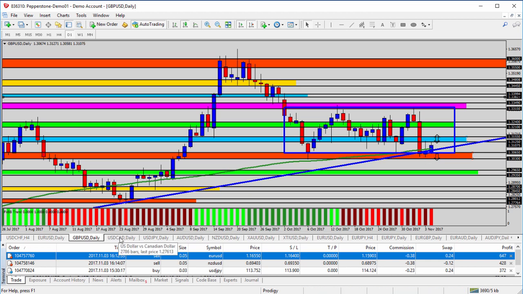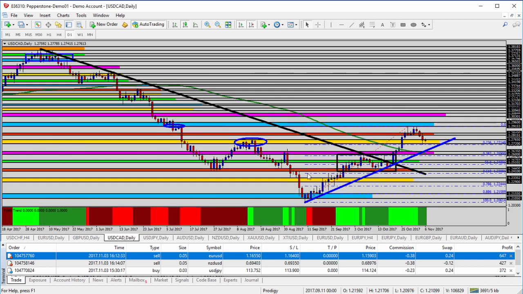Moving over to the USDCAD. We had some news last week. We have some news this week. Just bouncing around. Overall, though, we have been, since late August, early September, in an uptrend along the blue trend line. I don't think that's changed. I think it's very interesting, though.